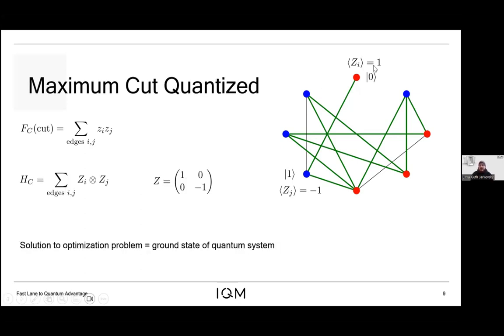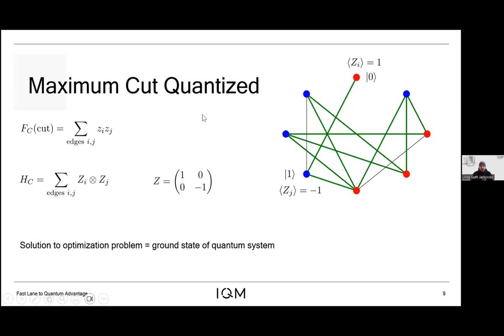But now if we want to put this in a quantum computer, it's a relatively easy step. We can take each vertex to be 1 qubit, a qubit with state 0 and state 1. And instead of the variable little z, we now have the expectation value of the Z operator. So the Z is this Pauli operator. If the state is in state 1, it gives expectation value negative 1. And if it's in 0, it gives expectation value 1.